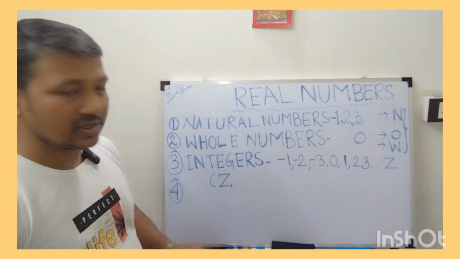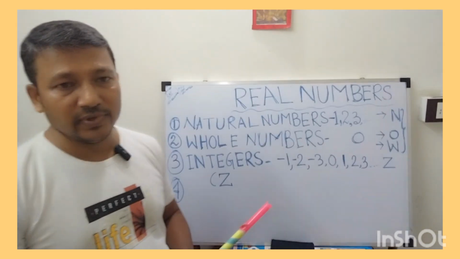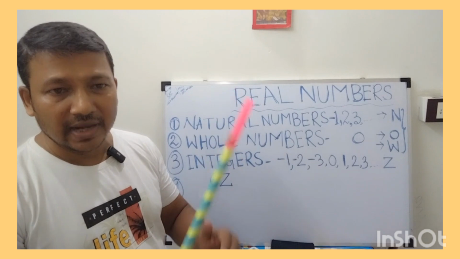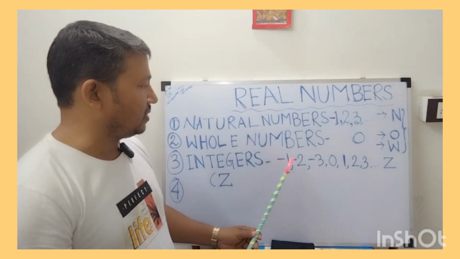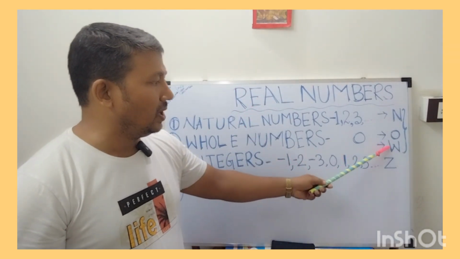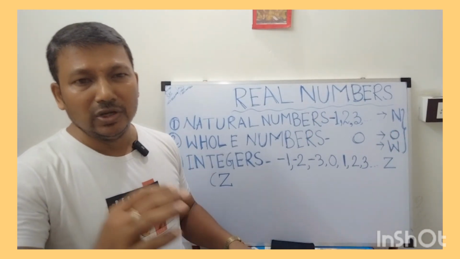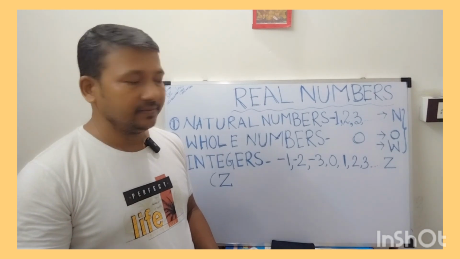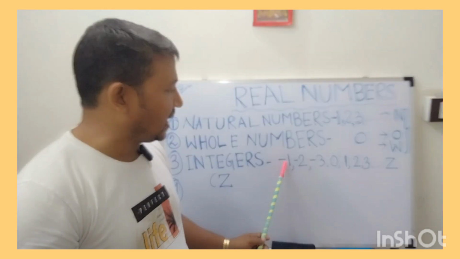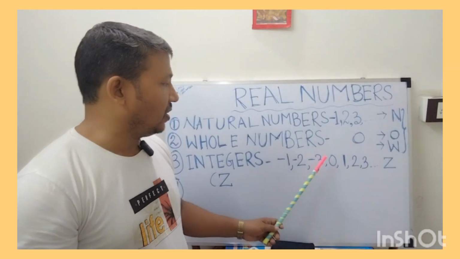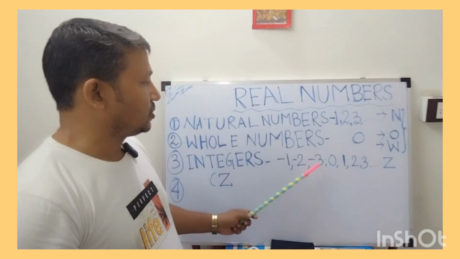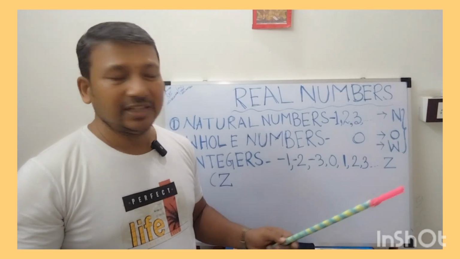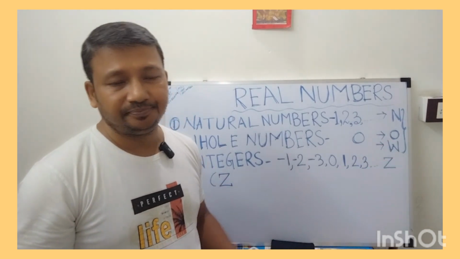Now, the next one is integers. If we include the negative numbers, that is the numbers which are less than 0, that is -1, -2, -3, with whole numbers, then the new family of numbers will be called integers. That is, integers may be with a negative sign, with a positive sign, or 0. Integers are denoted by the capital Z.